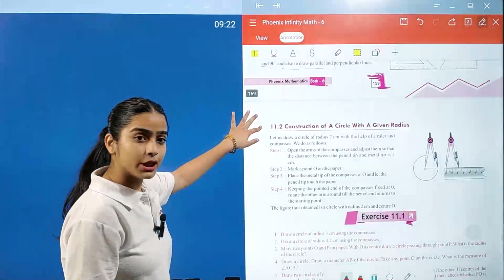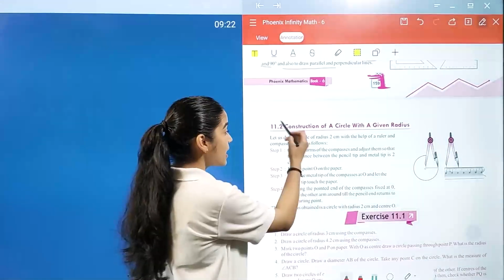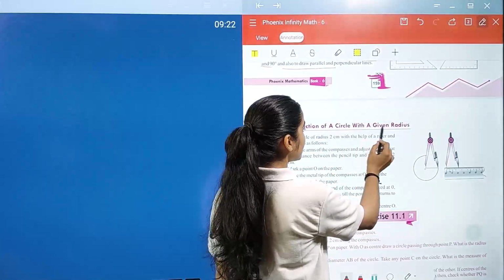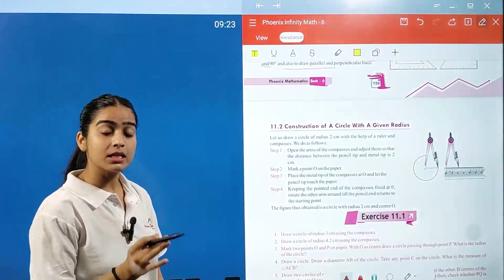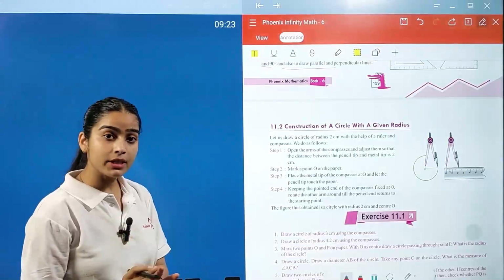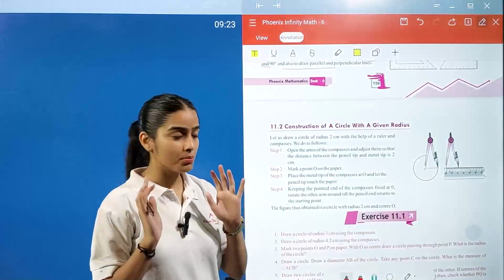Now we are going to deal with our construction. So all of you, are you ready? Let's get started. Construction of a circle with a given radius. In this, we have to draw a circle with the help of a given radius. Given radius means you have to open your compass to that particular measurement.